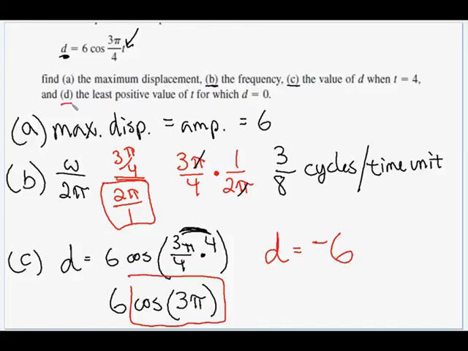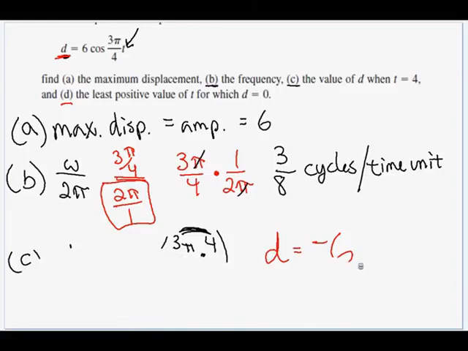And the last part, d, find the least positive value of t that makes d equal to 0. This is going to take a little thinking.